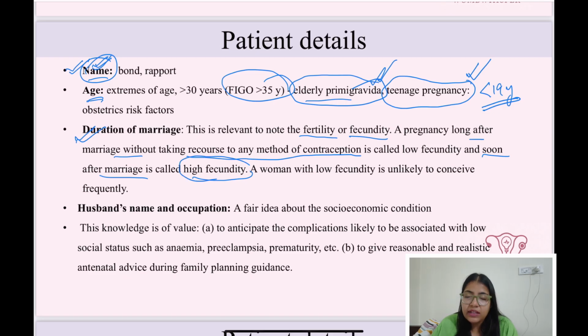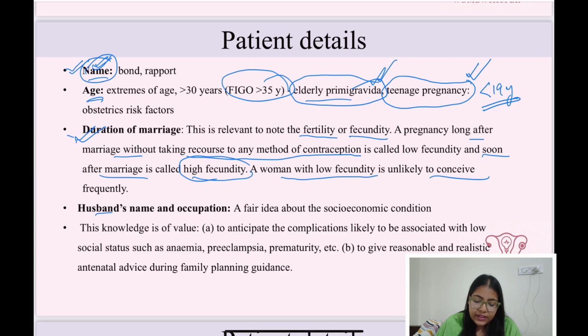And when a patient has been married for, suppose, 3 or 4 years and was not using any contraception and was trying to conceive for a long time, 3 years, and she has conceived after 3 years, so it is of low fecundity. Okay, and a woman with low fecundity is unlikely to conceive frequently. It means our fertility potential is low, so we should know the duration of marriage.